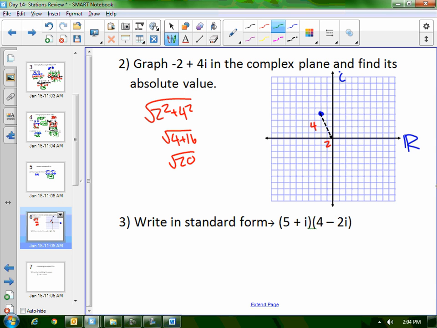And then you need to simplify that. That's 2 times 2 times 5. So that would be 2 radical 5. There's a 4 in there. The square root of 4 is 2.